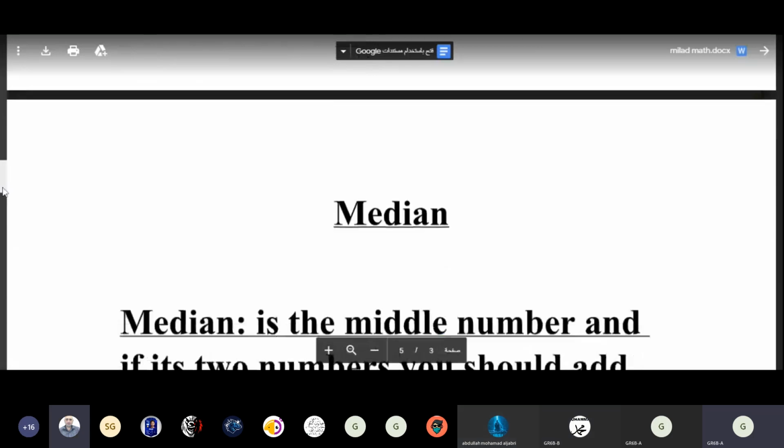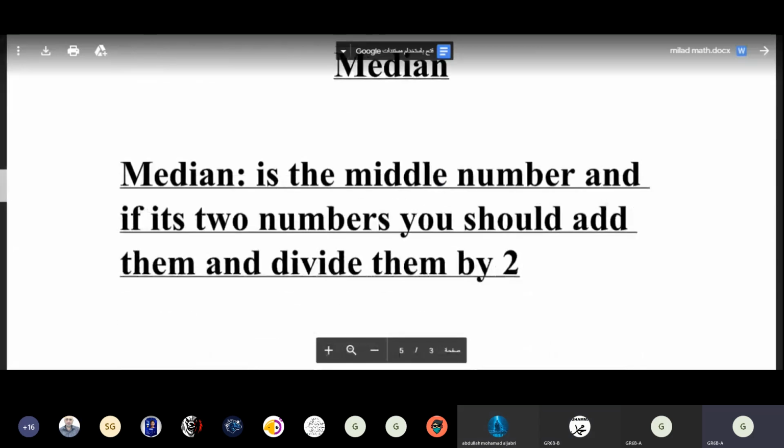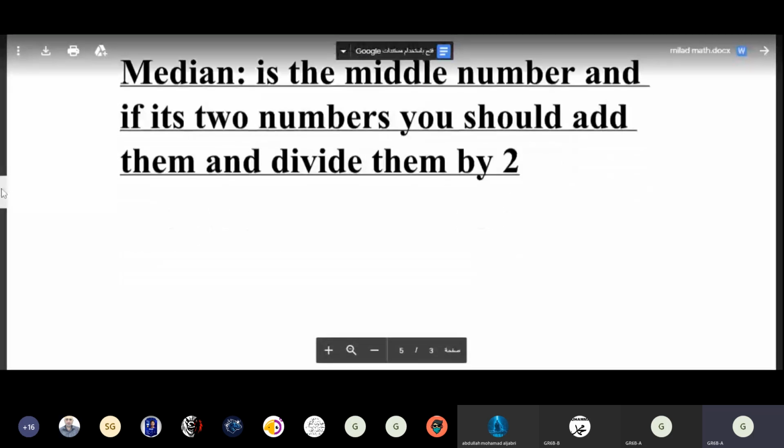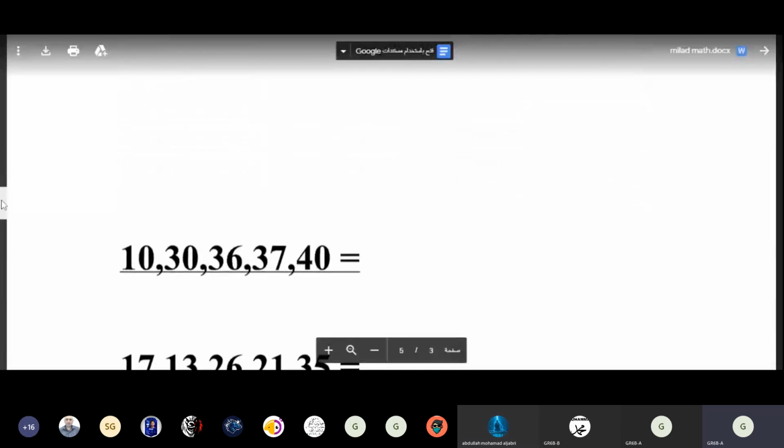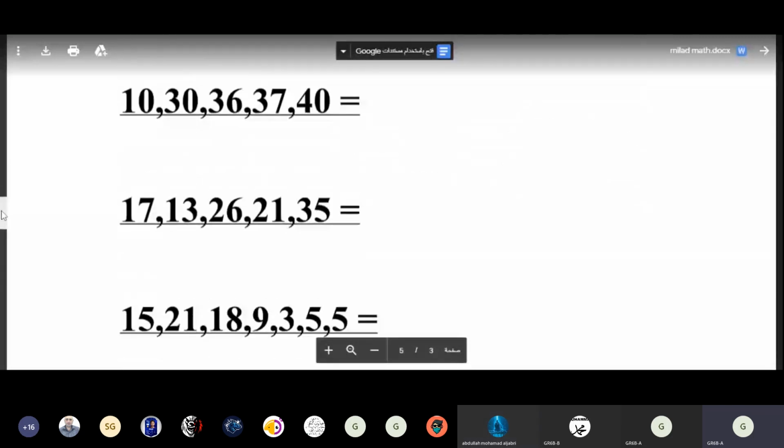Now we have another thing, different from mean. Median is the middle number, and if there are two middle numbers, you should add them and divide by 2. The median comes in the middle of the numbers, but after you arrange them. Like here: 10, 13, 36, 37, and 40. What is the median? The median is 36. Okay, 36, very good.